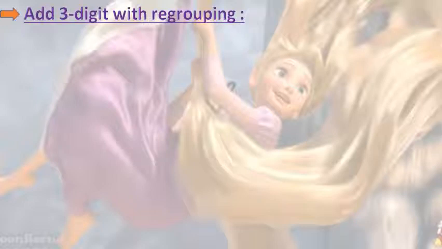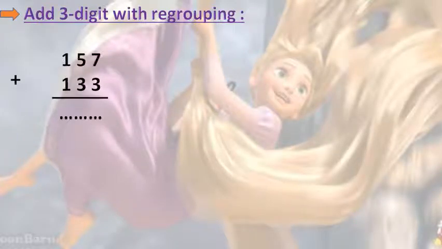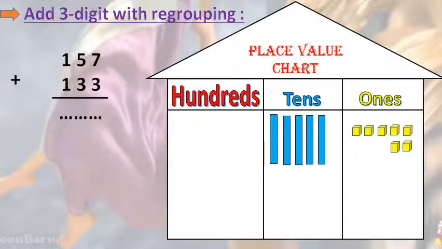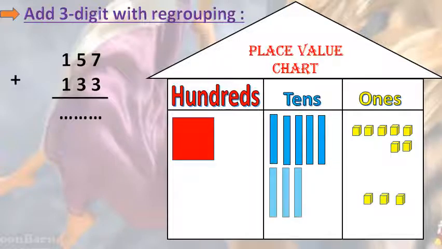We want to add 3-digit numbers with regrouping. So I have 157 plus 133. So the same steps. Go to the place value chart, start putting the ones first in the ones room. So I have 7 for the first number. I'm going to put 7 ones and go to the tens room. I'm going to put 5 tens, and for the hundreds I'm going to put 100. What about the next number? Yes, 3 in the ones, 3 in the tens, and 1 in the hundreds.